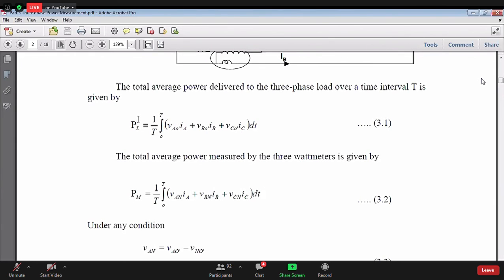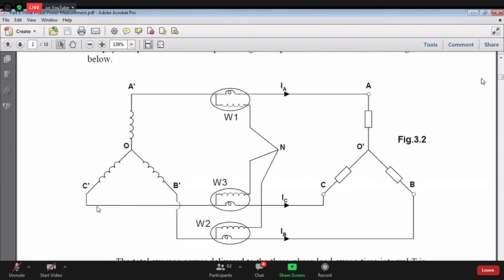What is the relationship between load power and the, yes? Why is it not VA dash N, B dash N, according to the figure, instead of VAN, VBN, VCN? B dash N is basically the same, because we are not considering the line impedance.